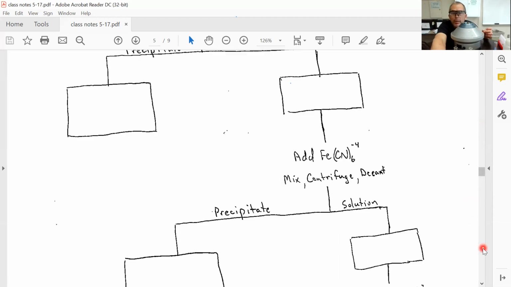Oops, went back to the beginning. I think we're okay there. So we narrowed it down to silver is over here, barium and zinc are over here. And what I'm going to do is go right to my solution part from this and add the Fe(CN)6 4-. And I'm going to drop that in.